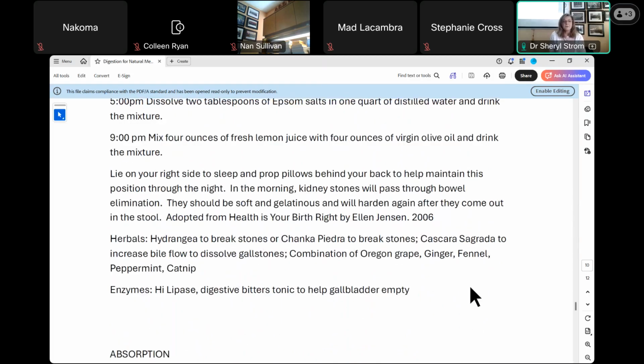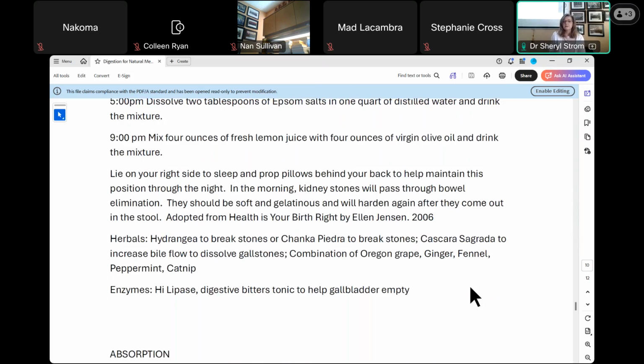Okay, herbals, hydrangea to break stones. Some people are allergic to hydrangea. Just be conscientious of that. It does work. I've seen it work amazing things. Chanca piedra is another one that works great. Cascara sagrada to help increase bile flow to dissolve gallstones.